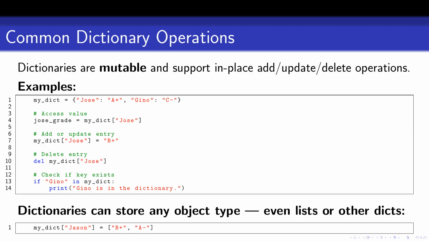Beyond storing simple values like strings or numbers, dictionaries can store more complex types, including lists, other dictionaries, or custom objects. This makes them ideal for representing structured records like a student profile, an API response, or a shopping cart. Knowing how to manipulate dictionaries in place is fundamental for building dynamic and interactive Python programs.